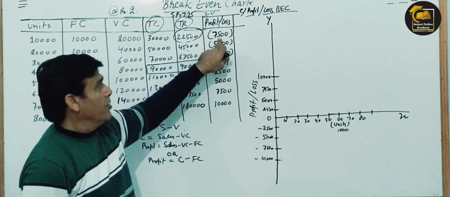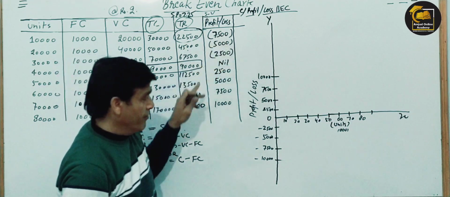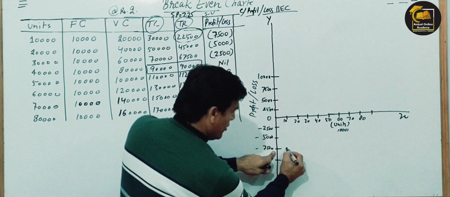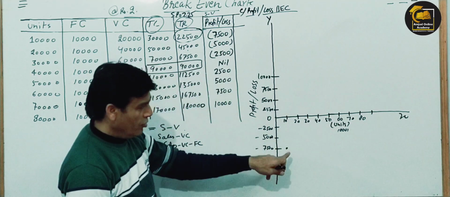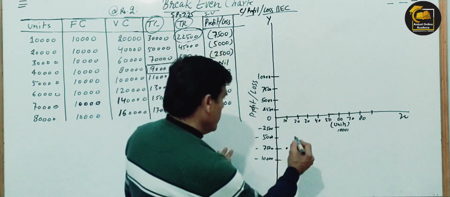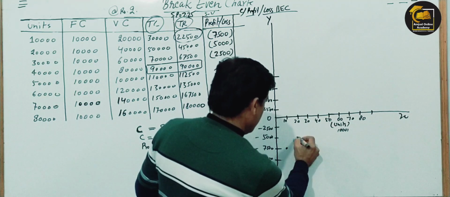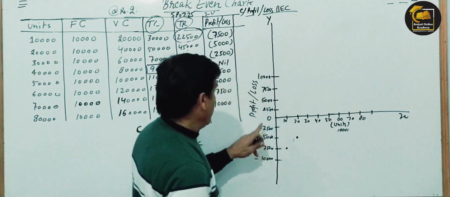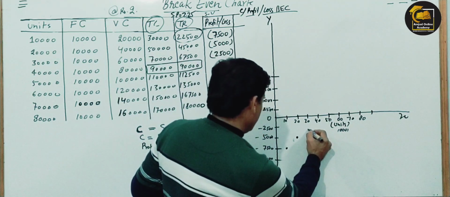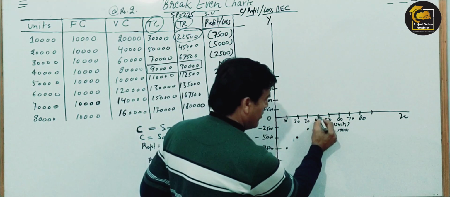So if you will draw here, look, at 10,000 units you are achieving a loss of 7,500, means here the dot will be here. Look, I have pointed out here, somewhere here. At 20,000 again a loss of 5,000. It does mean here. At 30,000 again a loss of 2,500. It does mean here. At nil it does mean here.